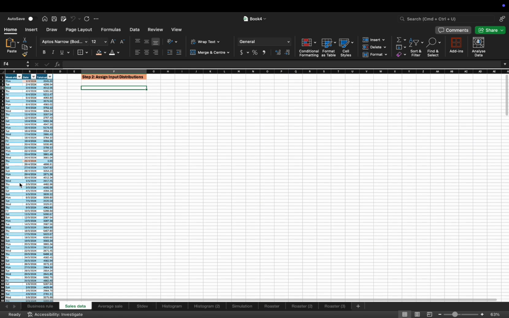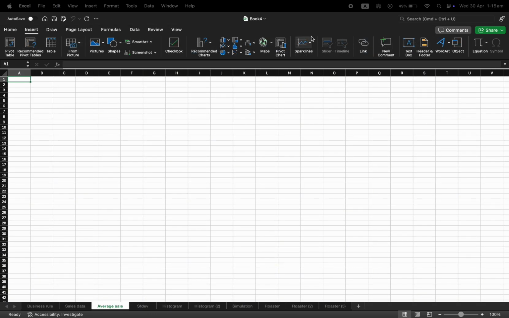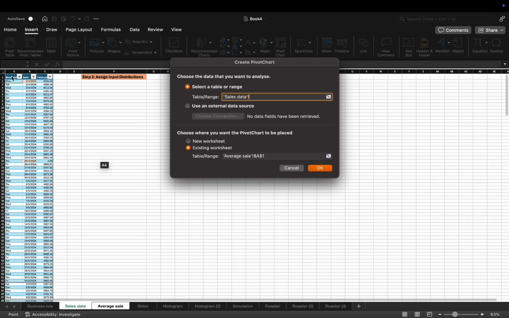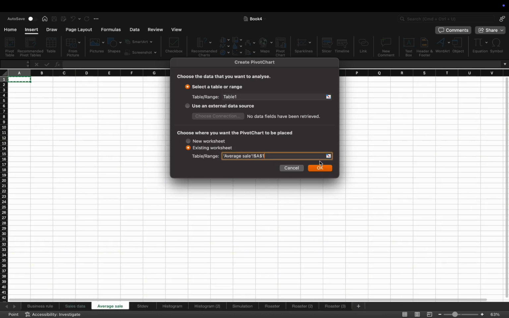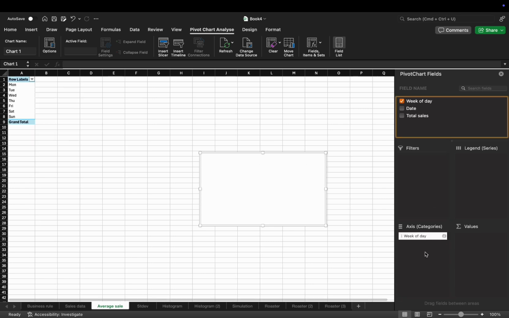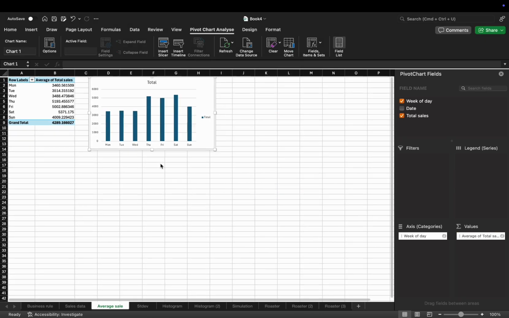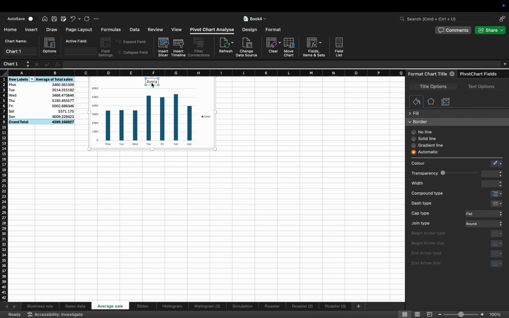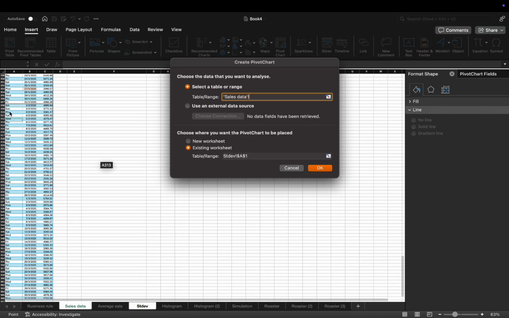Let's move to step 2, assign input distribution. As you can see here, I have the sales for a whole year from April 2024 to March 2025. So now let's start by analyzing some data about the sales. I calculate the average sale by using a pivot chart. The range I choose here is Table 1 and I put the result in the existing worksheet. As you can see here, I put the weekday on the axis and for the value I choose the average sale. The table I have is like 7 days of the week and then the average sale for each day.